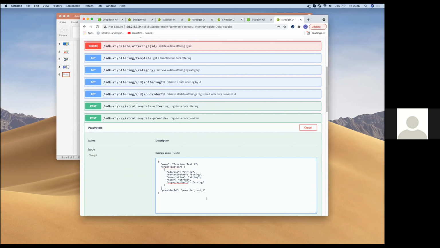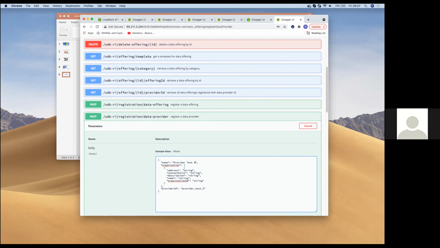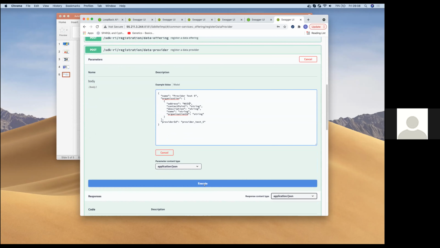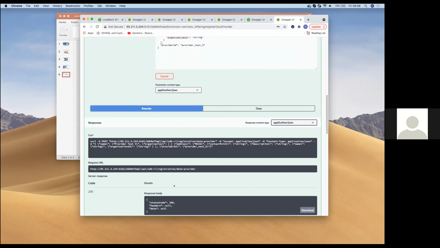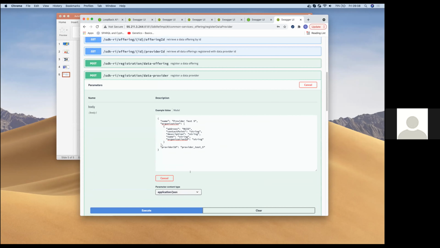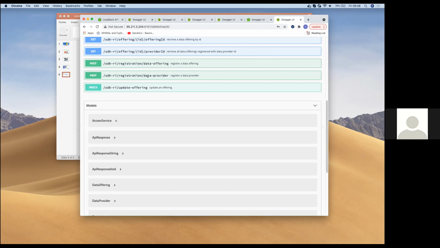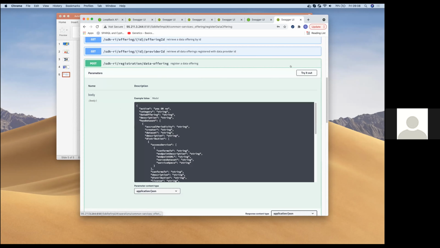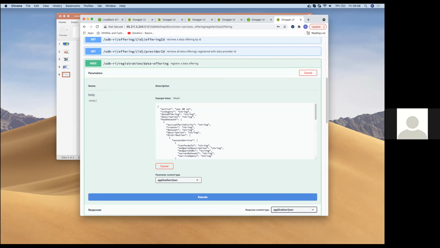let's say, five, five. This endpoint will allow us to register ourselves as a data provider. And when I am registered as a data provider, then I can register my data offering.